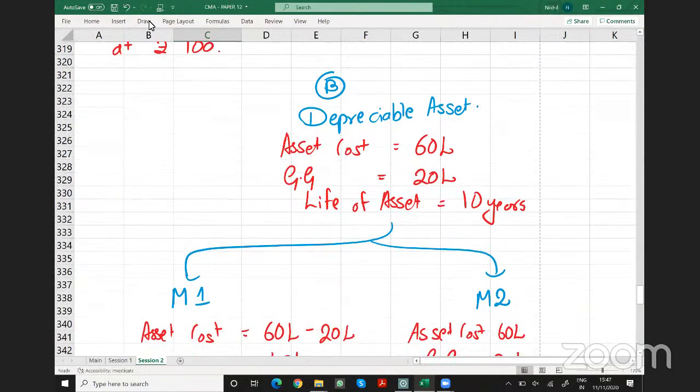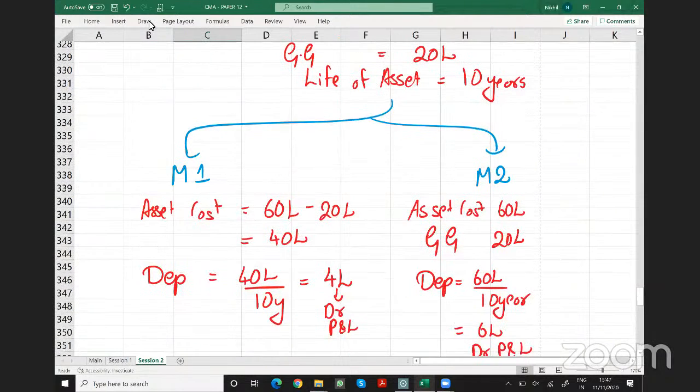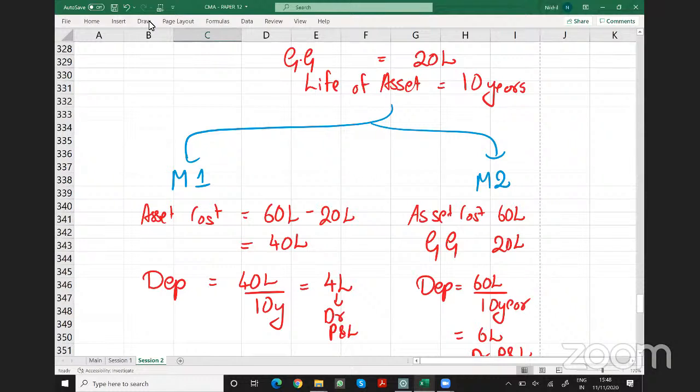If the asset is a depreciable asset, we have bifurcated into two methods. Method 1, method 2. If the cost of the asset is 60 lakhs and the government grant received is 20 lakhs, what you can do is 60 minus 20, 40 lakhs should be depreciated over 10 years. Or you can do 60 lakhs divided by 10, 6 lakhs should be debited to your profit and loss account, 20 lakhs divided by 10, 2 lakhs should be credited to your profit and loss account. In both the cases, your profit and loss account is debited by 4 lakhs only. In the first case, it is 4 lakhs. In the second case, it is 6 lakhs debit, 2 lakhs credit. The net effect is 4 lakhs only.